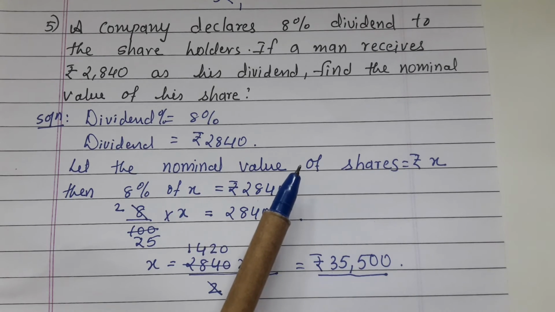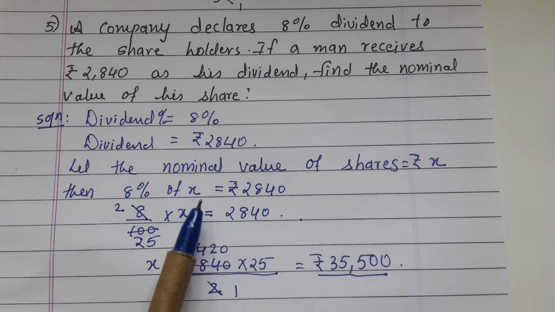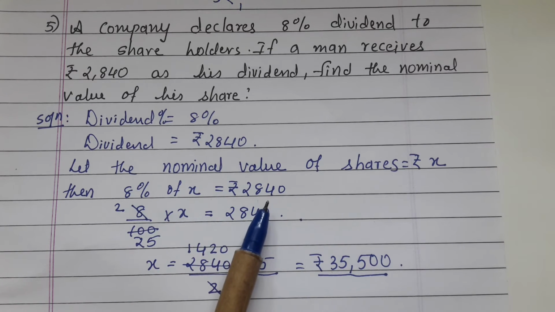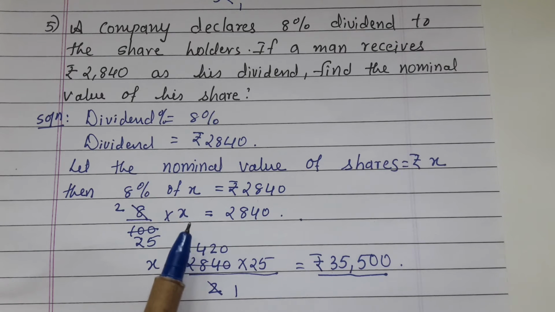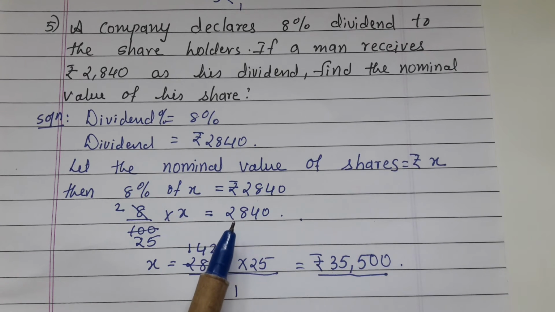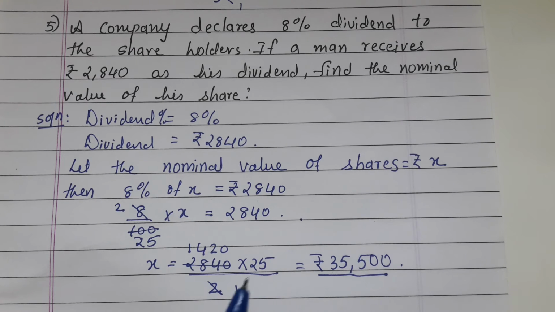Let the nominal value of the share be x. Therefore, 8% of x is 2,840. 8% means 8 upon 100 into x equals 2,840. x is equal to 2,840 into 25 upon 2, that is equal to rupees 35,500. Nominal value of his share is rupees 35,500.